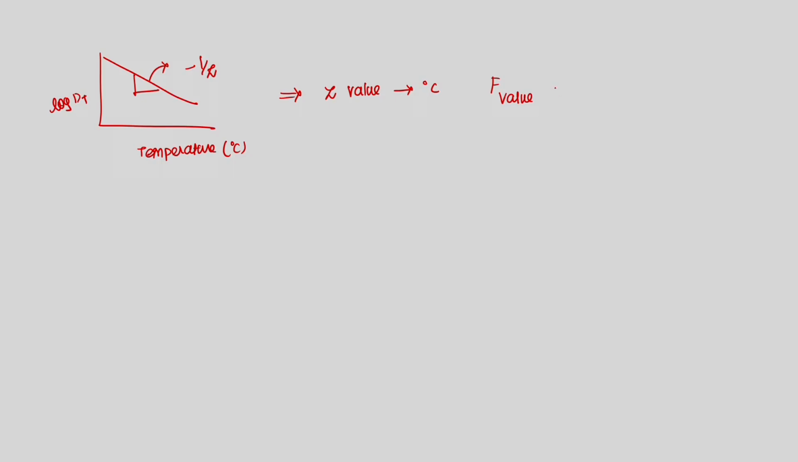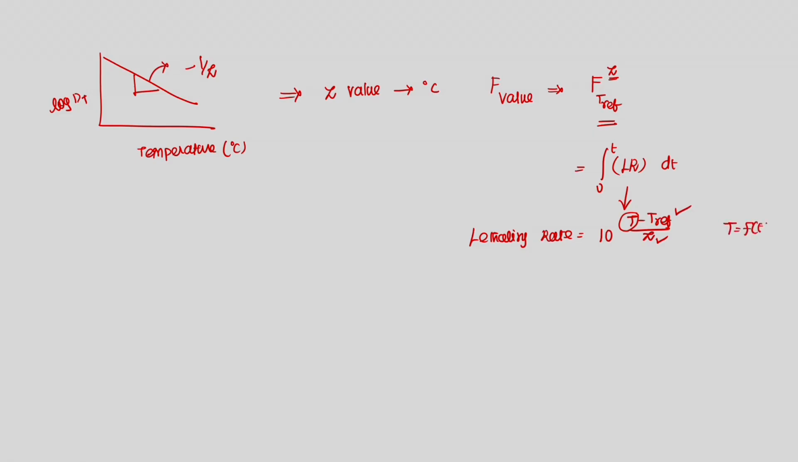So, when you refer to this F value, it is F of T reference and z. What is my T reference temperature and what is my z value? It is equivalent to the integral from 0 to t of the lethality rate into dt. What is this lethality rate? The lethality rate is 10 to the power of (T minus T reference) upon z, where z is the reference z value, T reference is the reference temperature, and T is the temperature. Most of the time the temperature is a function of time, that is why you are integrating from 0 to t.